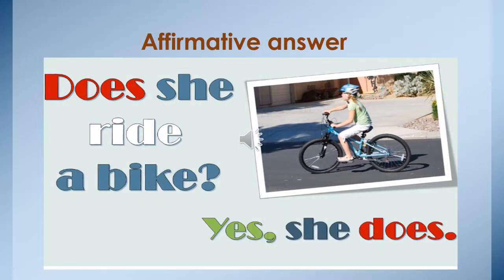Now, I explain the affirmative answer. You can identify that it's a question and this is the answer to the question, but it's affirmative. Does she ride a bike? Yes, she does. When any person is speaking in English, it's necessary that you identify what is the auxiliary that this person is using. Does she ride a bike?